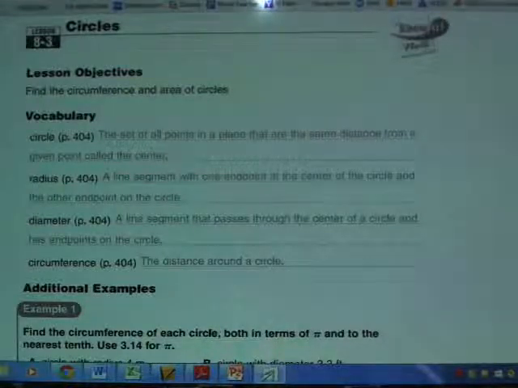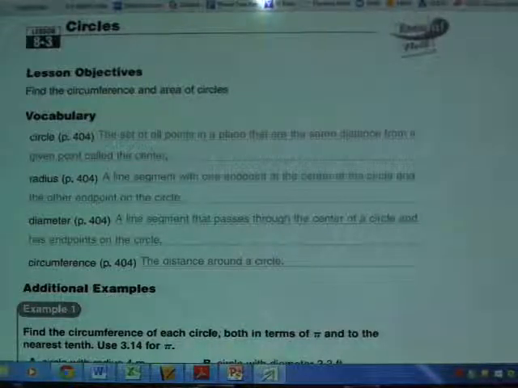Obviously, if the radius goes from the center to the edge and the diameter goes all the way across through the center, then we know that 2 radii, which is the plural of radius, would be the equivalent of the diameter, or half a diameter would be the same thing as the radius. Keep that in mind. You'll use that today in the notes and in the homework.